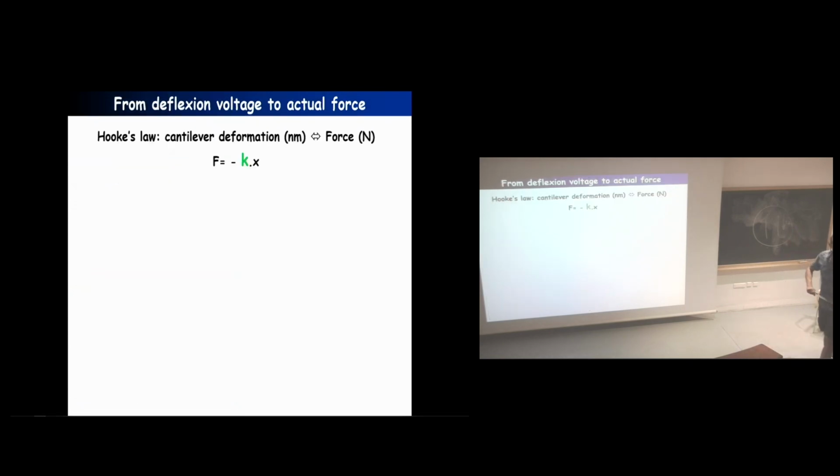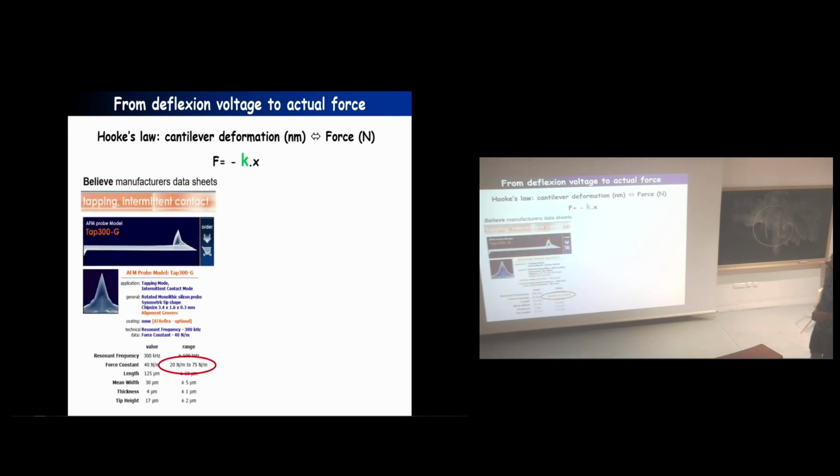But you have the distortion, now you need the stiffness, of course, to relate the force to the distortion. There are two ways. Either you believe the manufacturer's datasheet, but as you can see here, there is a large dispersion. It's related to the way this thing is fabricated. The thickness is very difficult to control.